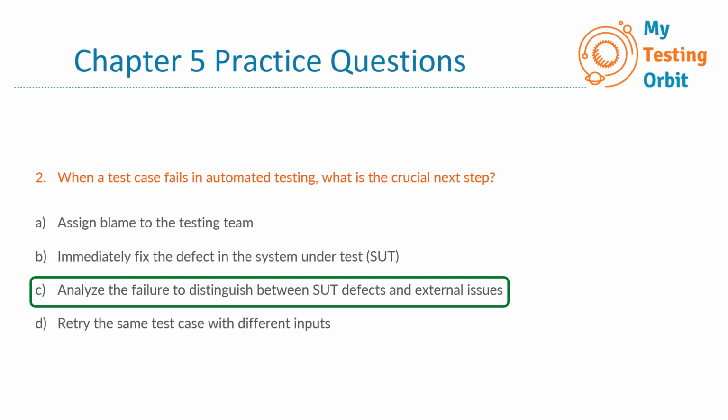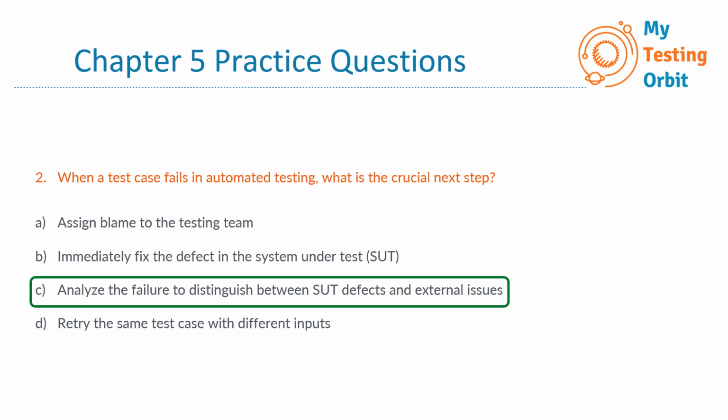And then option B is immediately fix the defect in the system under test. Now this is incorrect because while fixing defects in the SUT is essential, it may not always be the appropriate immediate response to a test case failure. Before making changes to the SUT, it's important to understand whether the failure is indeed caused by a defect in the SUT or any external issue. And making hasty changes without proper analysis can introduce new problems.